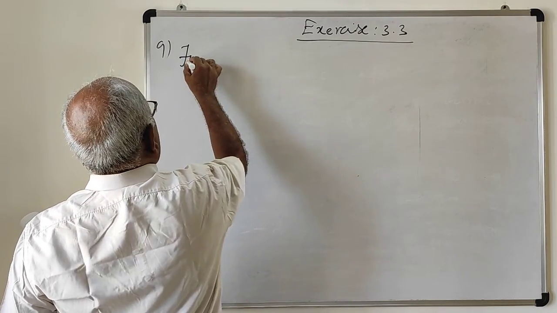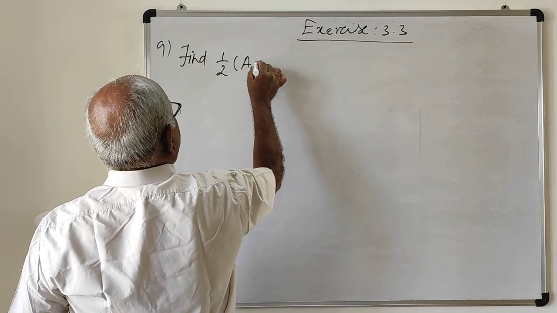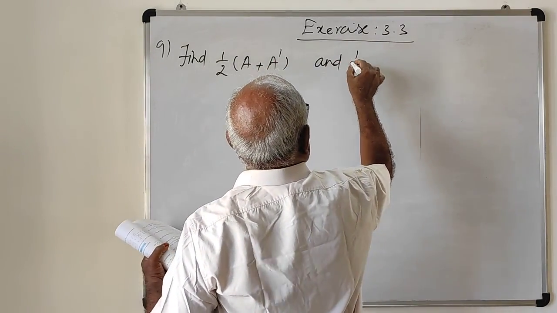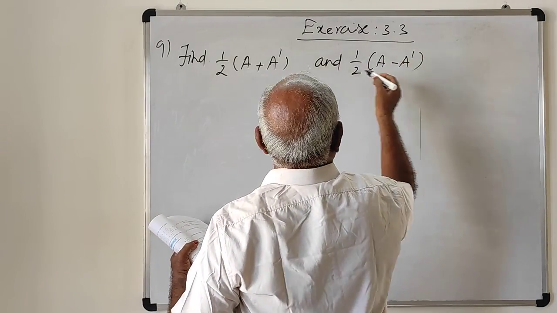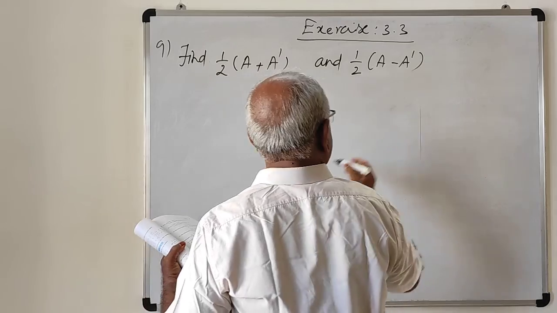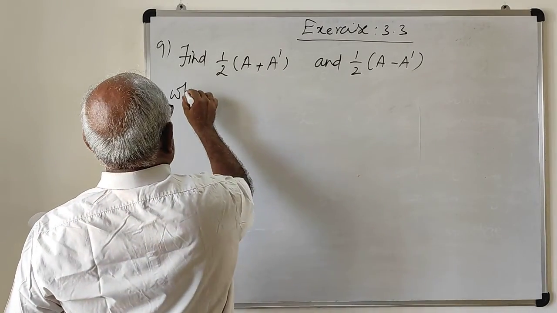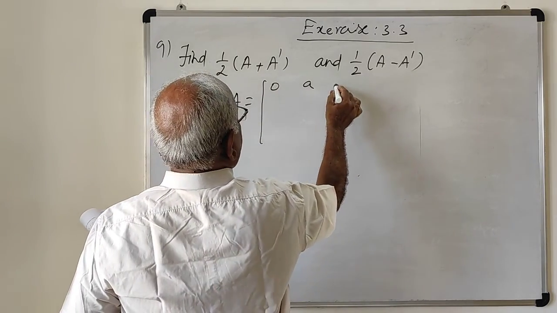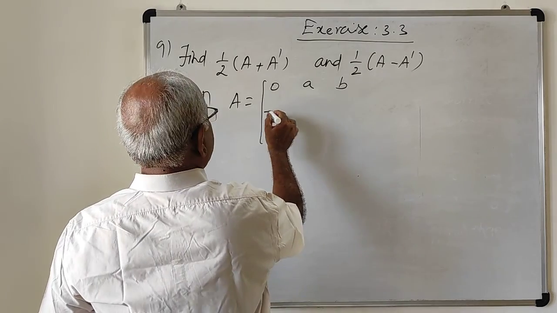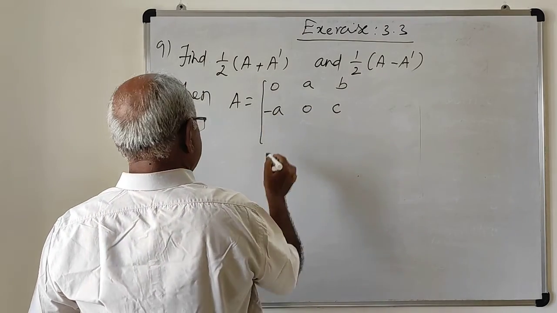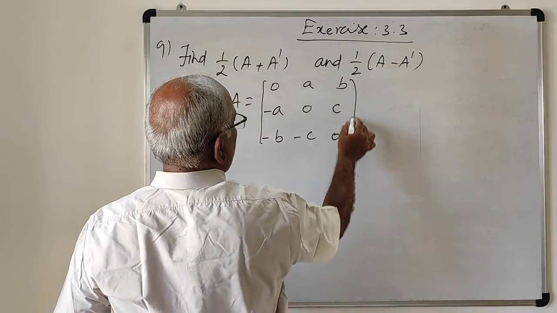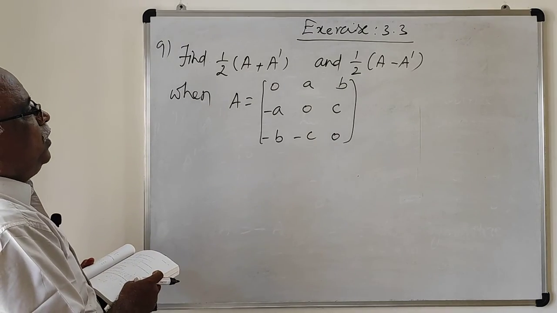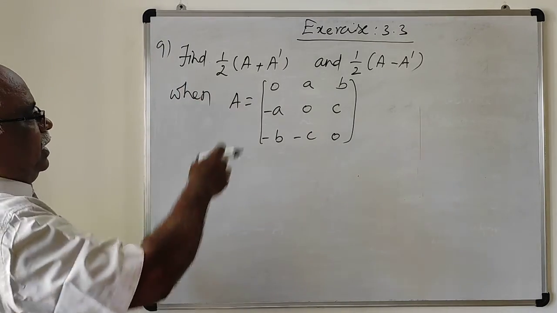Find half into A plus A dash and half into A minus A dash, when A equals the matrix 0 a b, minus a 0 c, minus b minus c 0. If this matrix is given, you have to find half of A plus A dash and half of A minus A dash.